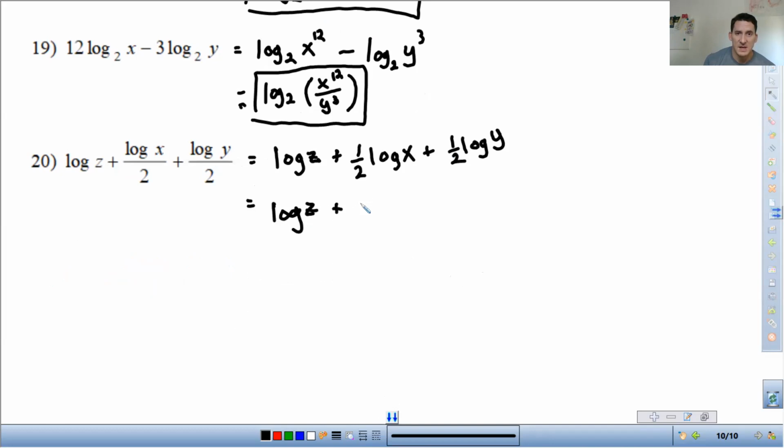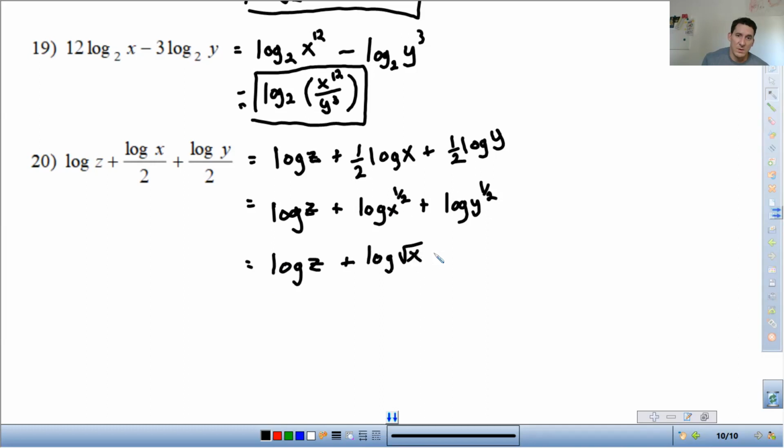So it's log of z plus log of x to the 1/2 plus log of y to the 1/2. And then I'm going to take one more step, I guess. The 1/2 power is the same thing as the square root. So log of z plus, I'm going to change those 1/2 into the square root. And now condense it all, adding them all.